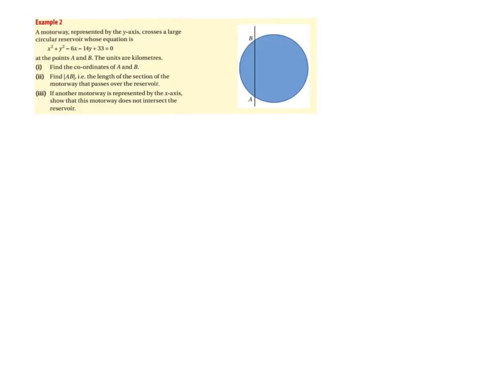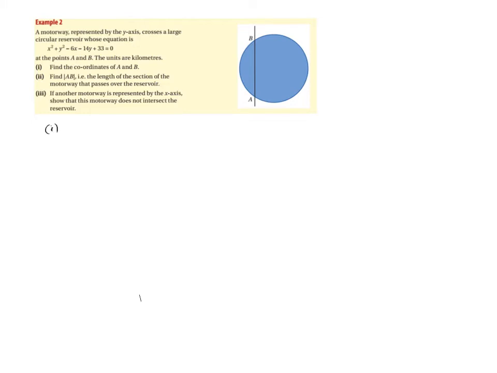Okay, let's have a look at another example. So it says here, a motorway represented by the y-axis crosses a large circular reservoir whose equation is given by that equation there, at the points A and B. The units are in kilometres. It says find the coordinates of A and B. Okay, so let's have a look at that for that first one.